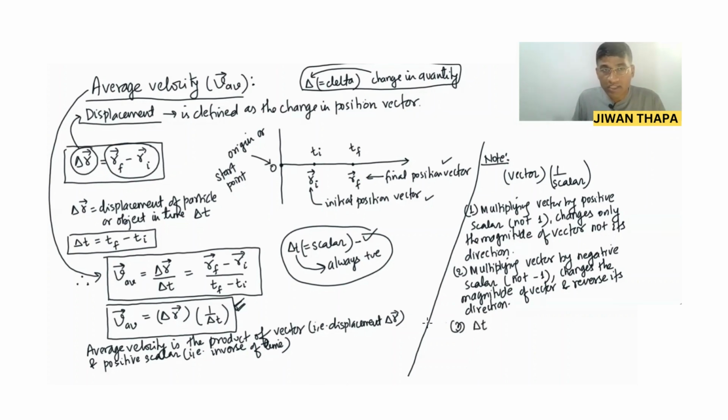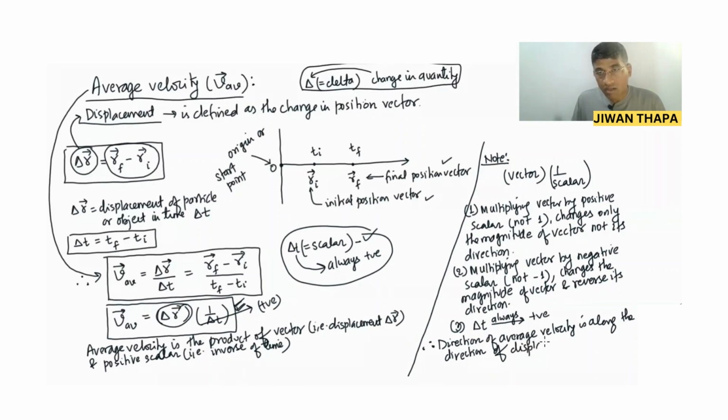And as I said earlier, in this expression delta t is a scalar and is always positive. So therefore we can conclude that direction of average velocity, since this is always a positive quantity and is scalar, therefore direction of average velocity is along the direction of displacement vector. So this is to be noted.